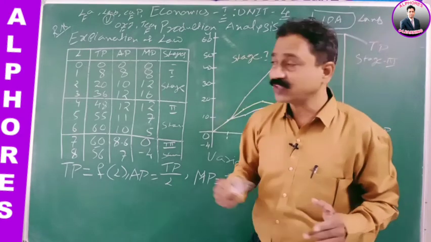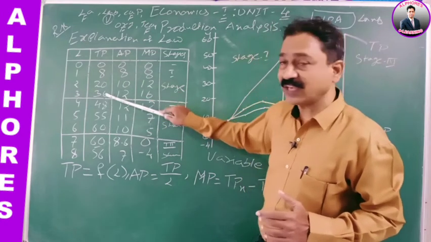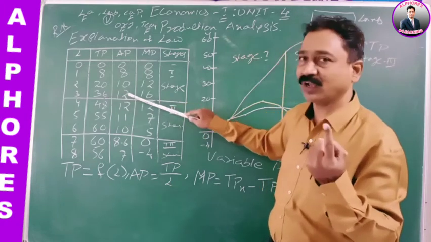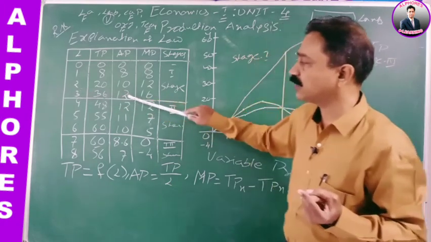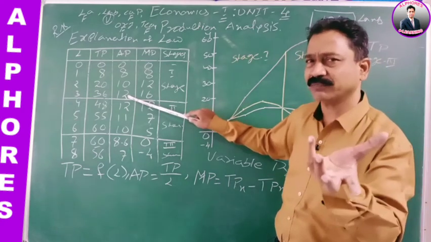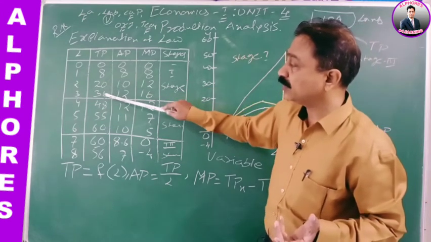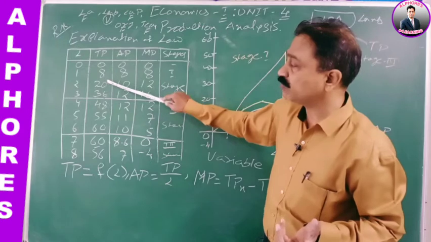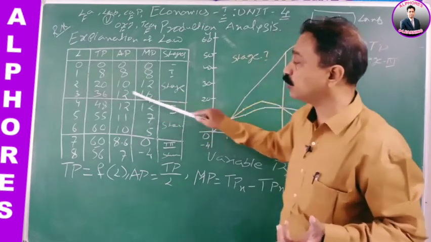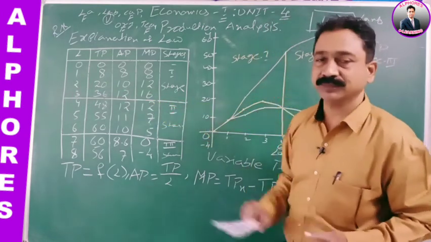Then what did you do? Next year you appointed 3 people. With 3 people, the total productivity is 36. For each labor, how much is the output? 36 divided by 3, 12. Are you getting the point? I am explaining the same thing in a different light. And marginal productivity is what? 36 minus 20, that is TP present minus TP previous, 16. The additional 1 labor's output is 16. With a total of 3 laborers, the output per labor is 12.